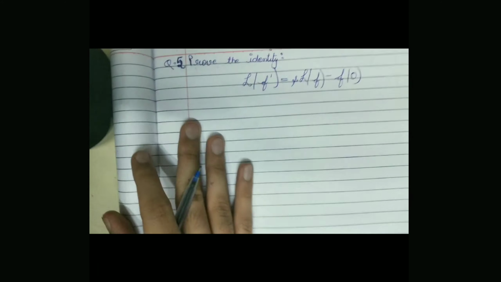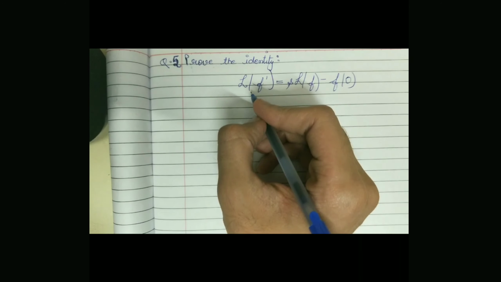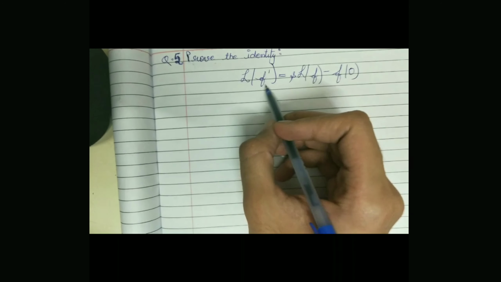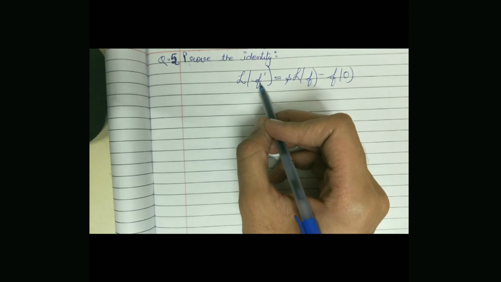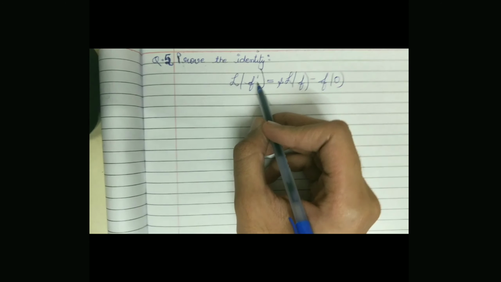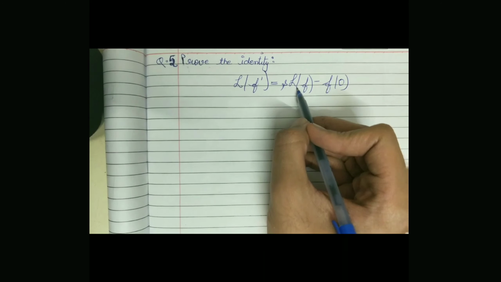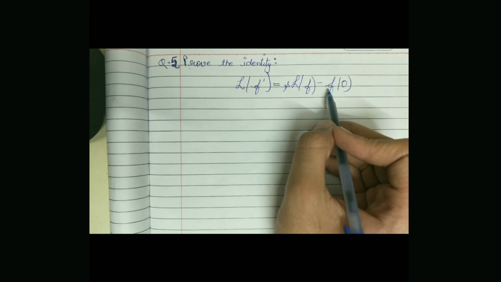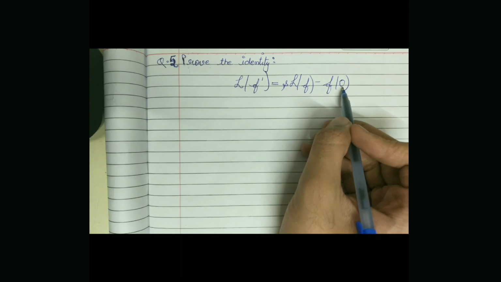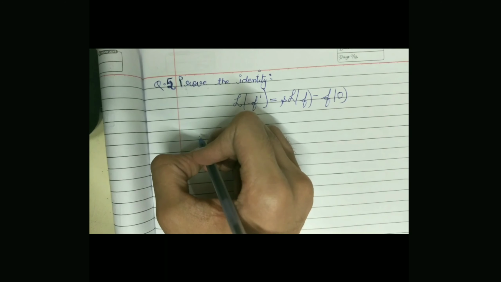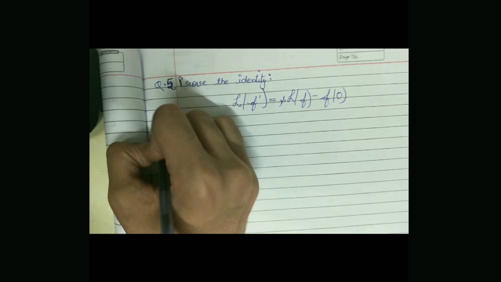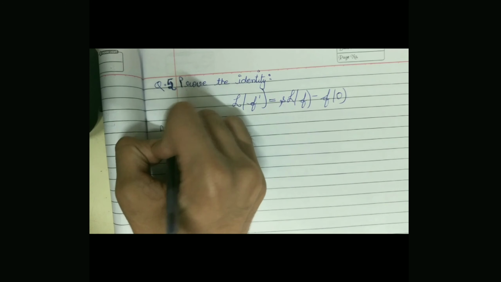So let's commence. The question is that we need to prove the identity that the Laplacian of the derivative of any function f is s times the Laplacian of the function f minus f at 0. Before starting, I'm going to go through what exactly the Laplacian is.